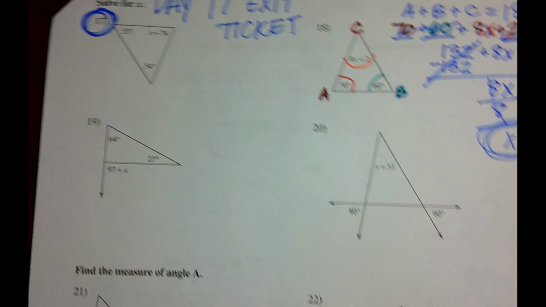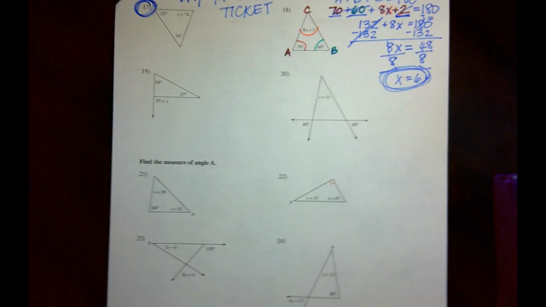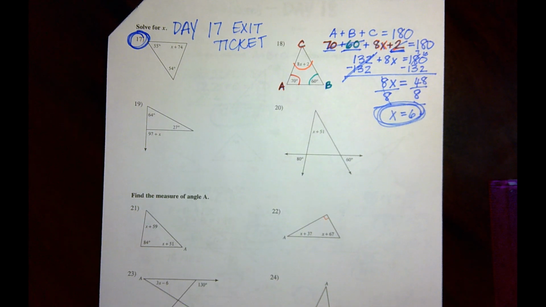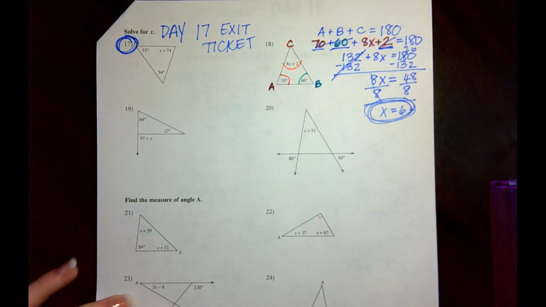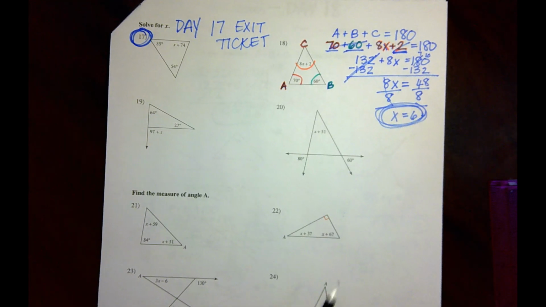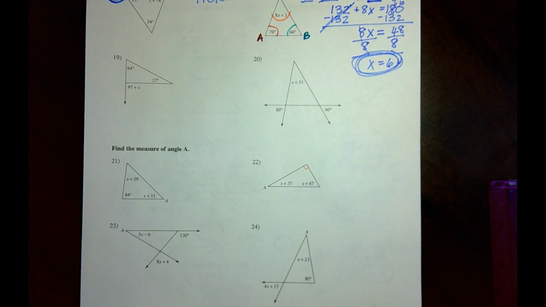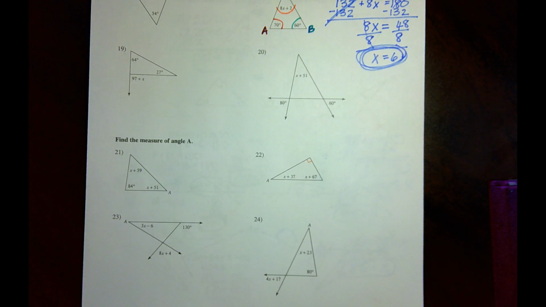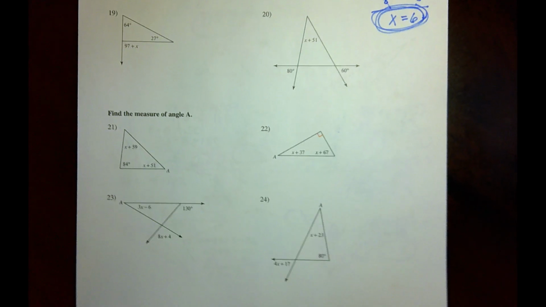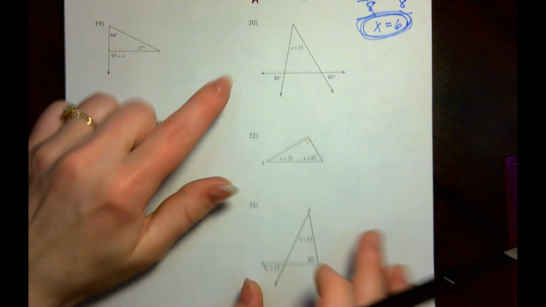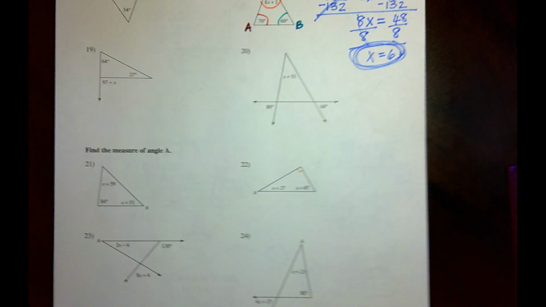Let's flip over to the third page where our exit ticket from yesterday was, number 17. I'm not going to do that one for you. But looking through these problems, which of them scares you the most? Which of them would you like to see done? Let's do 20 first. Okay, yeah, why not? Let's do 20. It's bigger.